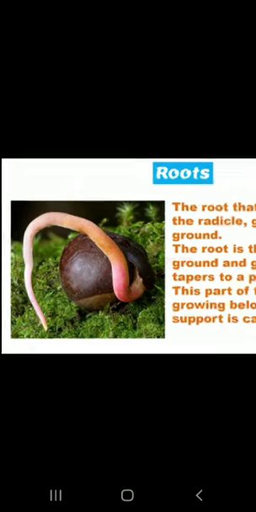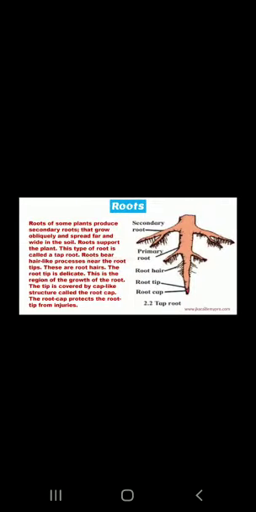Now if you see carefully the root of this plant, from the starting point where it is coming out from the seed, that part is broad, and as the root grows further, it has a tapering end. So this is how the root appears.